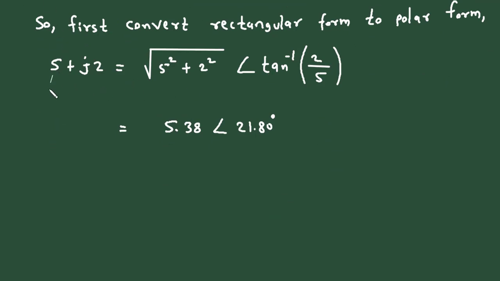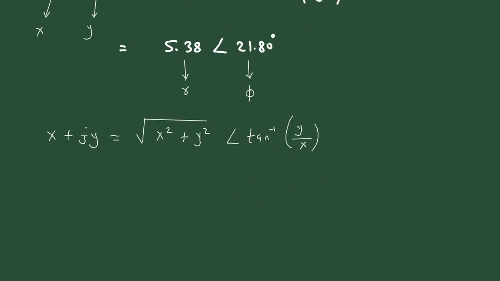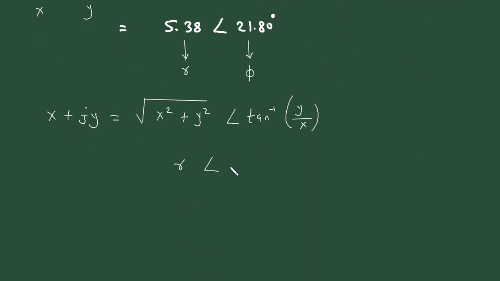Now here we can see this is x and this is y. Here this is r and this is phi. So the formula is x plus jy is equal to under root of x square plus y square at an angle tan inverse of y by x, and this is called r at an angle phi. This is the polar form, and this is called rectangular form.